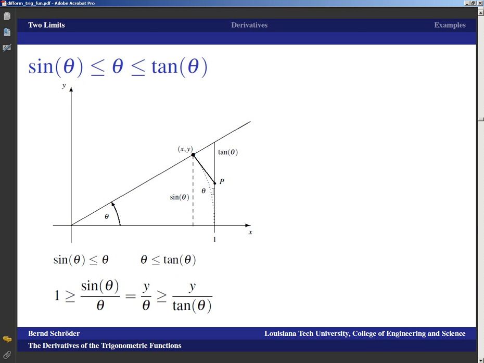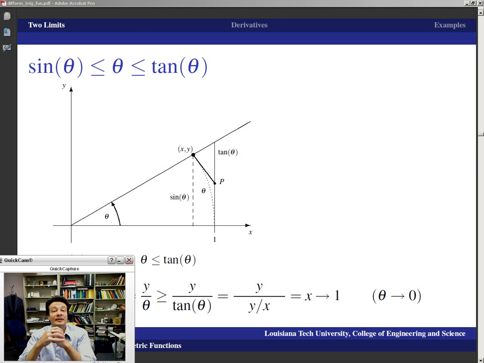And tangent of theta, well, if we now go back to the smaller triangle here, tangent of theta is also equal to y over x. So this is equal to y over x, and that's equal to x. And now x will approach 1 as theta goes to 0, because as this angle gets smaller, this point xy will approach this point here, and so x approaches 1. And what that tells us is that the limit as theta goes to 0 of sine theta over theta is equal to 1.